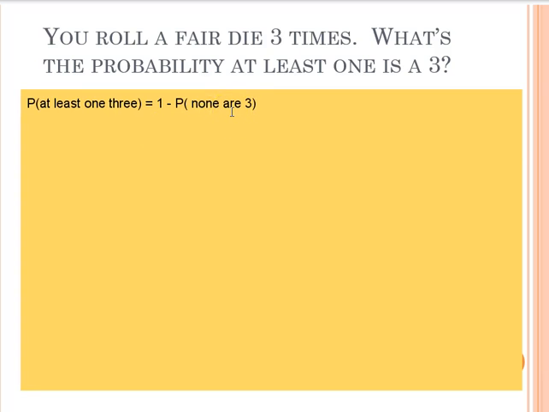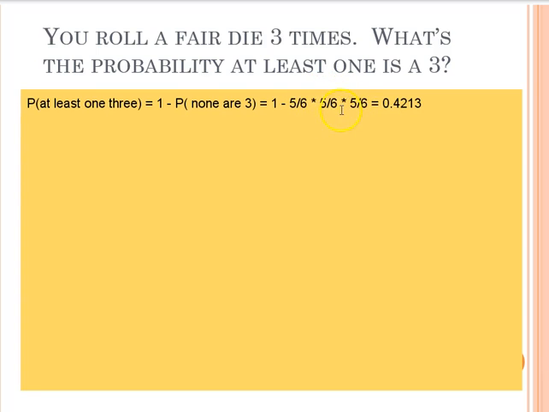So the opposite of at least 1 three is that none are 3. So the way that we calculate the probability that none are 3 is we look at the probability that the first roll is not a 3. And there are 5 ways you can get not a 3. You can get a 1, 2, 4, 5, or 6. So there are 5 ways out of 6 possible outcomes to get not a 3 for the first roll, and the second, and the third.